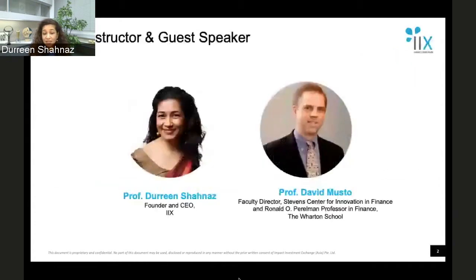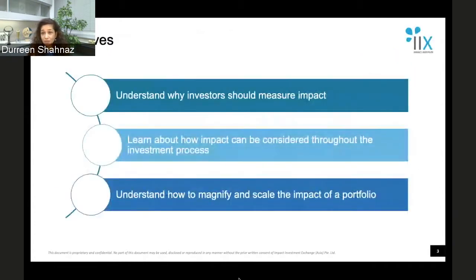So what we'll cover today is, once again, why investors should measure impact. Keep in mind that the word can be interchanged with anyone else on this side of the equation, people who have controlling capital or procurement for enterprises. We will learn about impact that can be considered throughout the investment process, because it's not a one-time thing, and how to magnify the impact in the portfolio. And I know many of you are not investors, but it's important for you to see how the financial market thinks. Next slide, please.